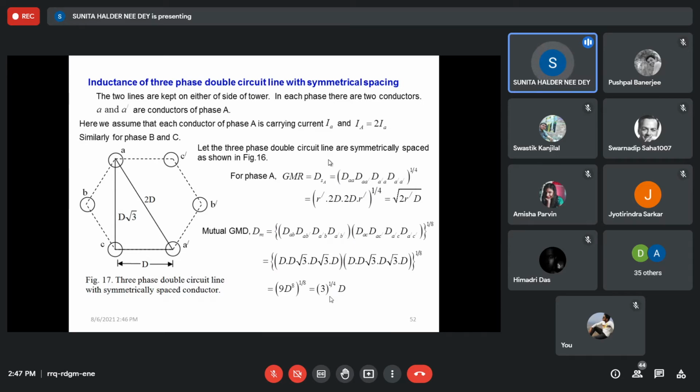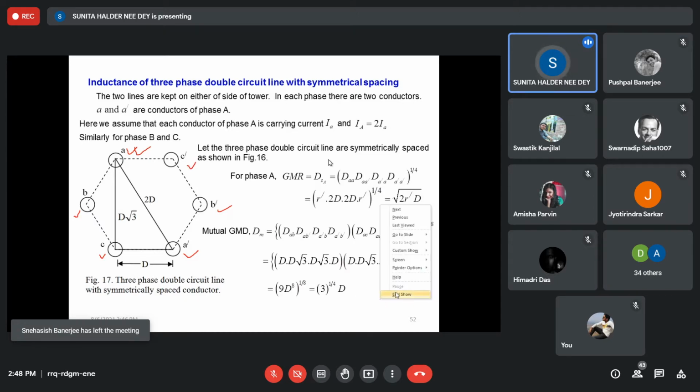And to make the current balance or flux balance, the conductors of the same phase are placed at vertically opposite positions. That means if A is here, then A dash should be at the vertically opposite position, not at any other position. Similarly, say B is here, then B dash will be here. Similarly, if C is here, C dash will be at the vertically opposite position.